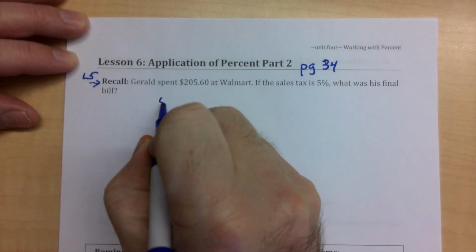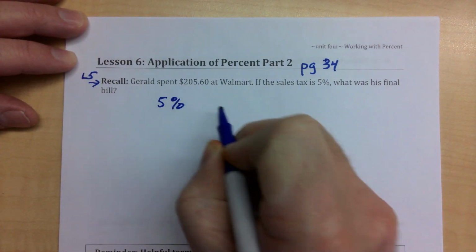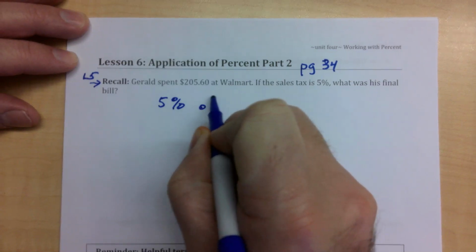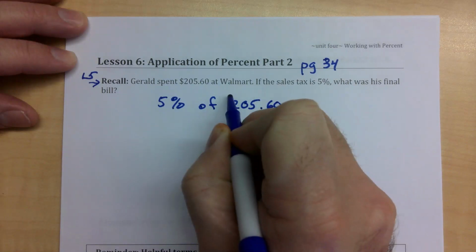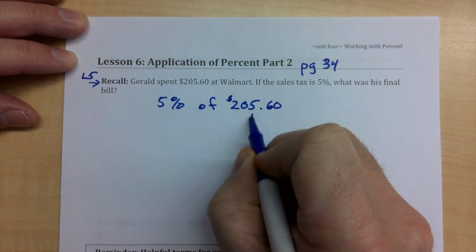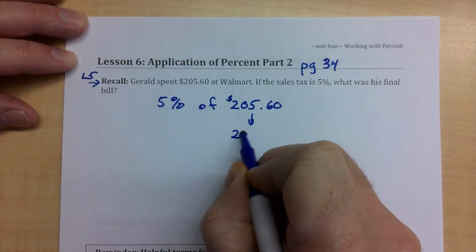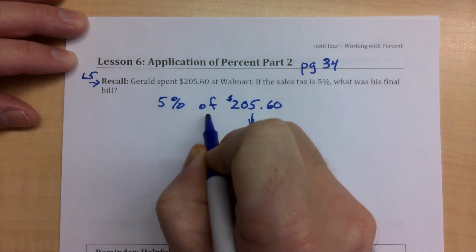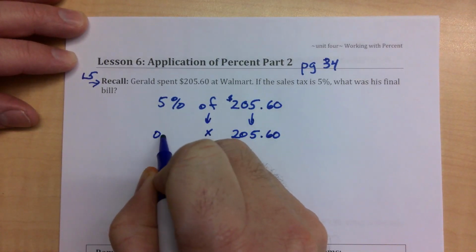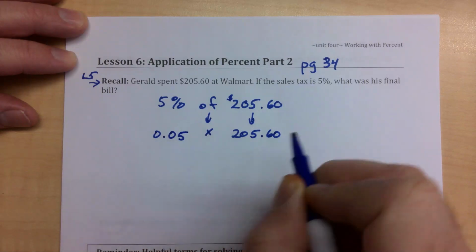That is fairly straightforward. 5%. You're going to ask yourself, what's the percent of a number? 5% of $205.60. Now, I told you to translate these. So you have $205.60. Okay, of means times, and 5% is 0.05.